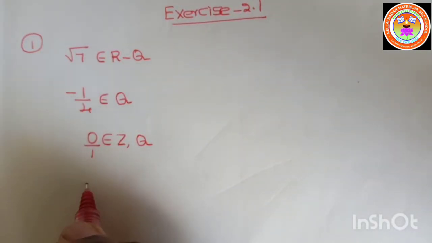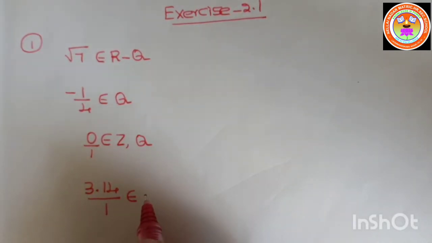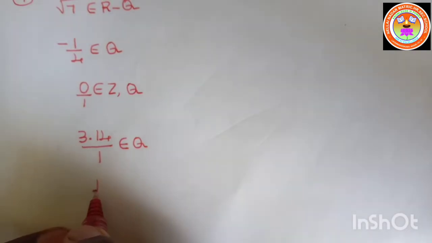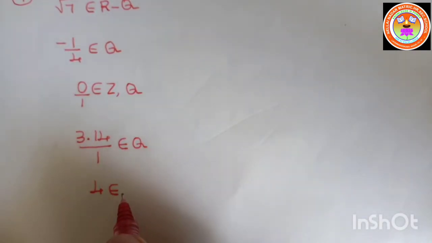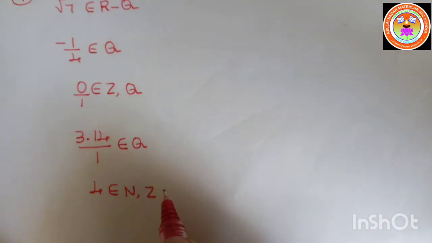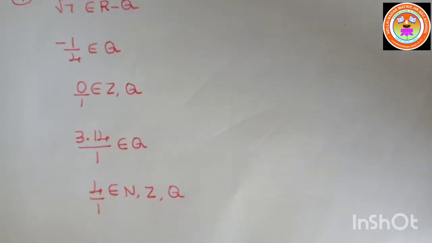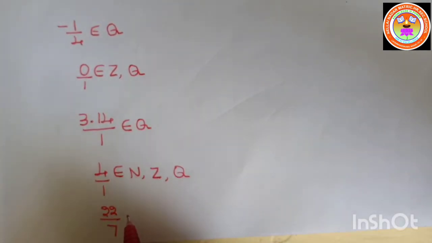Next one, 3.14, with denominator 1. P by q, that is a rational number Q. Next one, 4. 4 is a natural number. 4 is an integer. 4 is a rational number because of denominator 1. The next one, 22 by 7. 22 by 7 is p by q, that is a rational number.